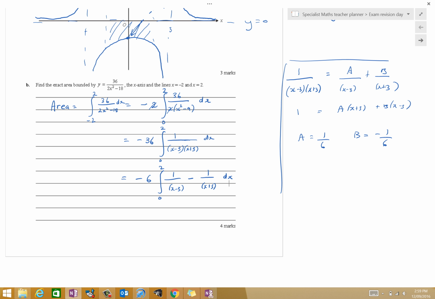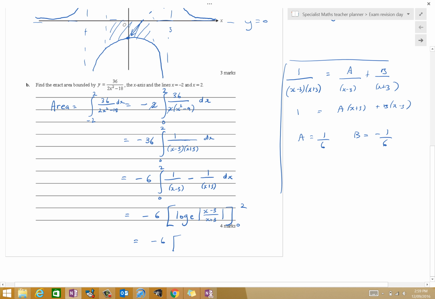Now, anti-deriving, that's fairly straightforward though. We've got minus 6 outside of log to the base e of, I'm going to put this in brackets, I'm going to use my log laws. That's log e to the x minus 3 minus log e to the x plus 3, which means I can just use my log laws straight away. And that's between 0 and 2. Okay, now I'm going to go ahead and evaluate that.